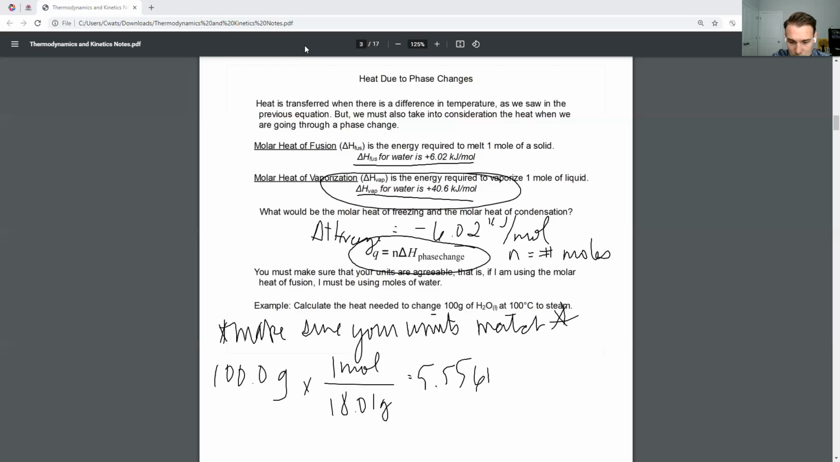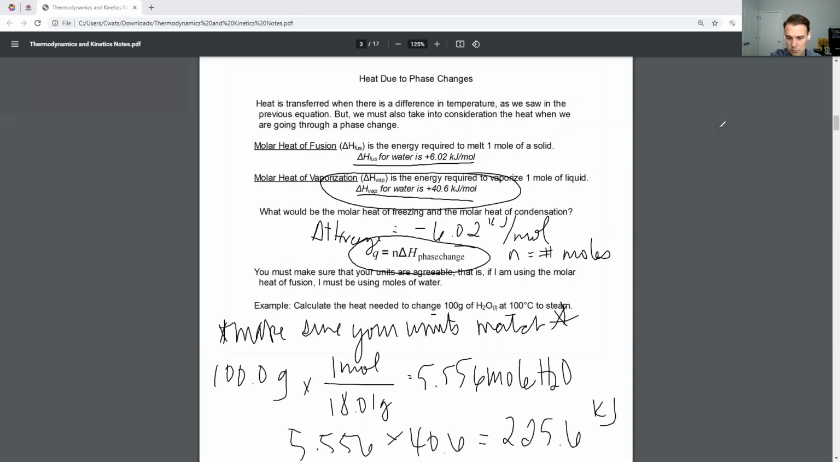5.556 moles of H2O. And then once I have the number of moles, all I have to do is multiply it by 40.6. 5.556 times 40.6 gives me 225.6 kilojoules. So that's how much energy is needed to change 100 grams of water into steam.